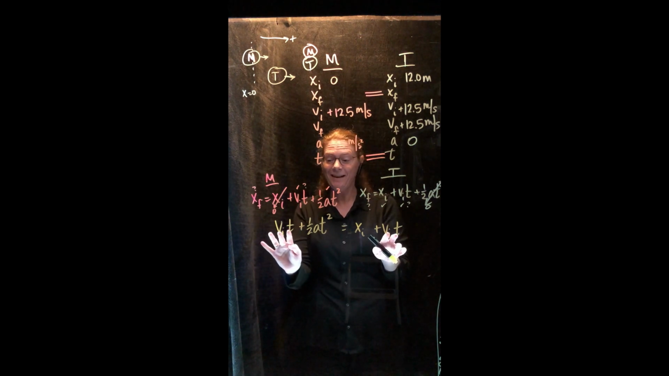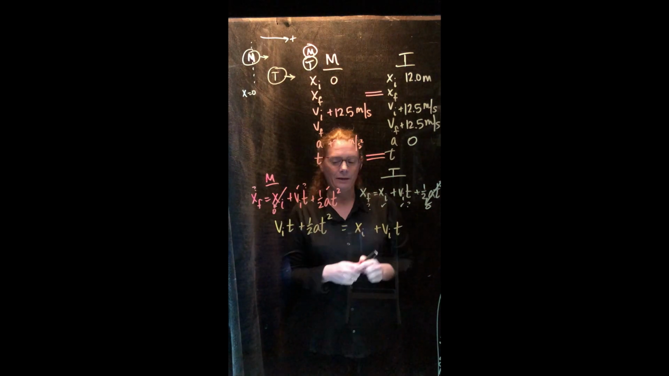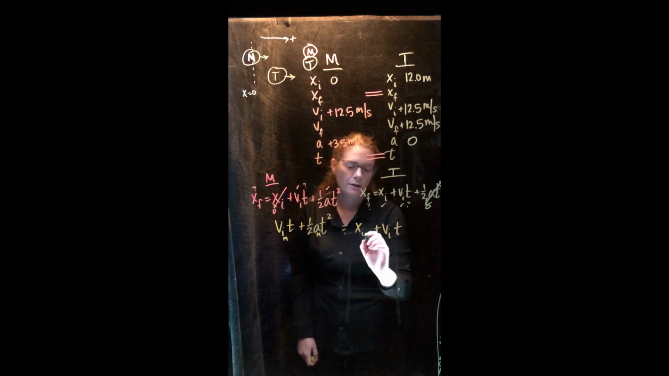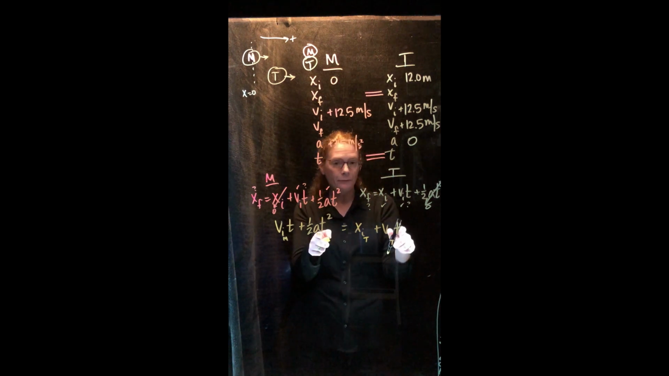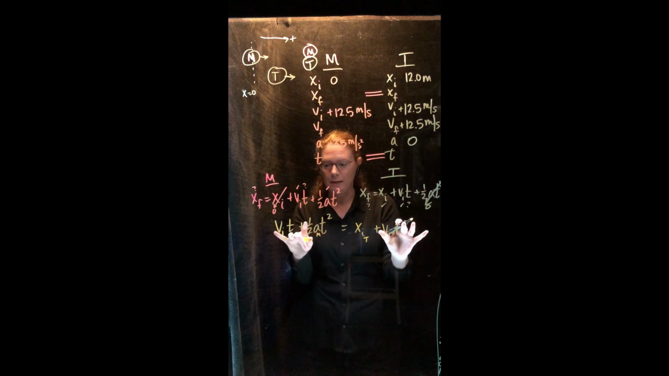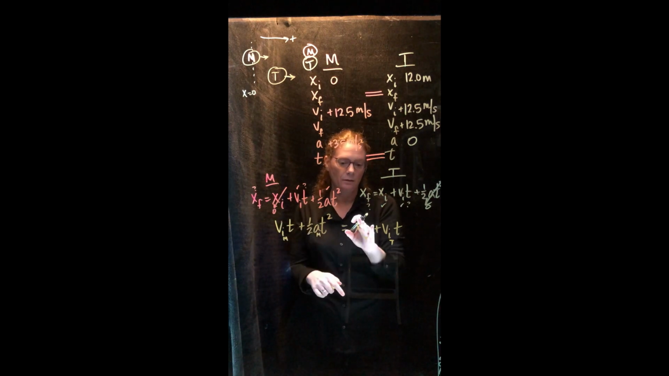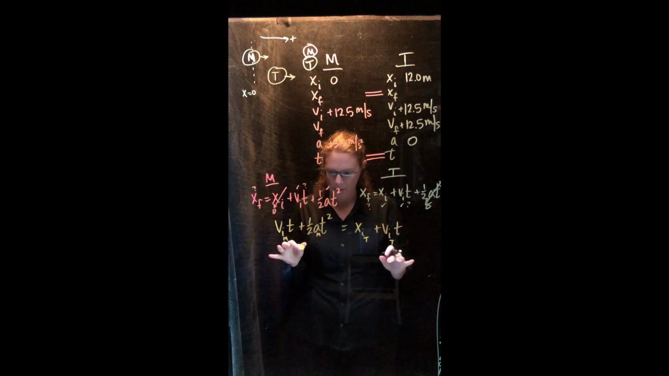Can I? Well, the problem is that this is all about the motorcycle, and this is about the tractor. So I have to label them: acceleration of the motorcycle, X initial of the tractor, V initial of the tractor. I don't have to label the time because the time is the same, but I do have V initial for the motorcycle, acceleration of motorcycle, X initial tractor, V initial tractor. Okay, now let's see what we can do.